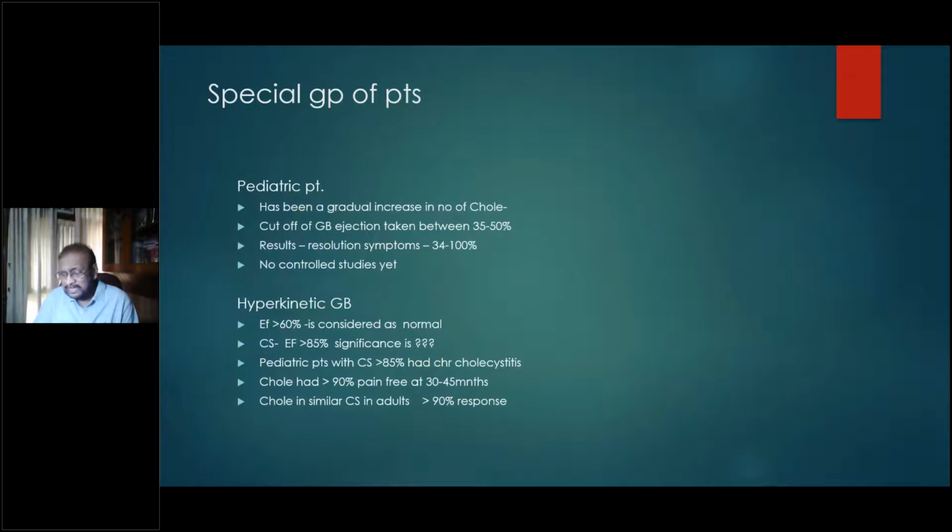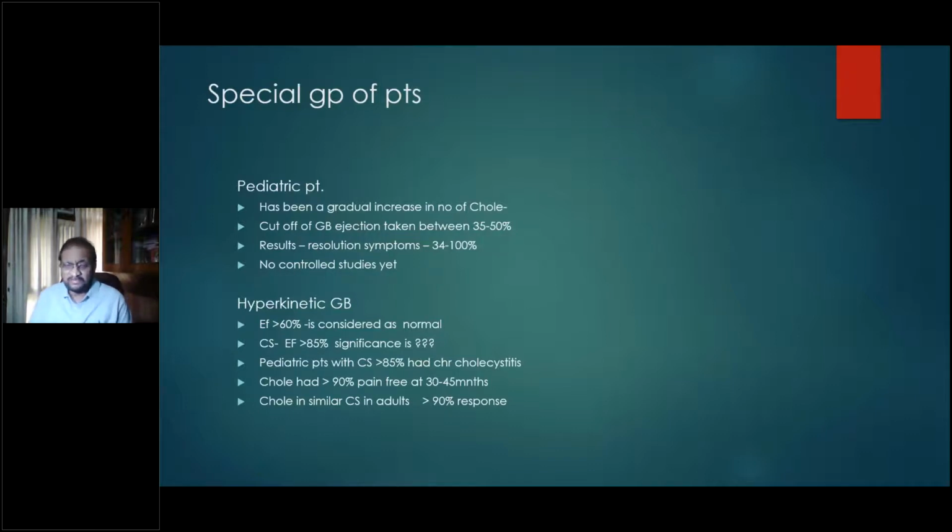A hyperkinetic gallbladder is a gallbladder which shows an ejection fraction of somewhere in the region of 80-85%. And what's the significance? We don't know. What is the significance of a gallbladder showing an ejection fraction of almost 85%? We still don't know. There is a pediatric group of patients with an ejection fraction of more than 85%, and they have shown features of chronic cholestasis, inflammation.